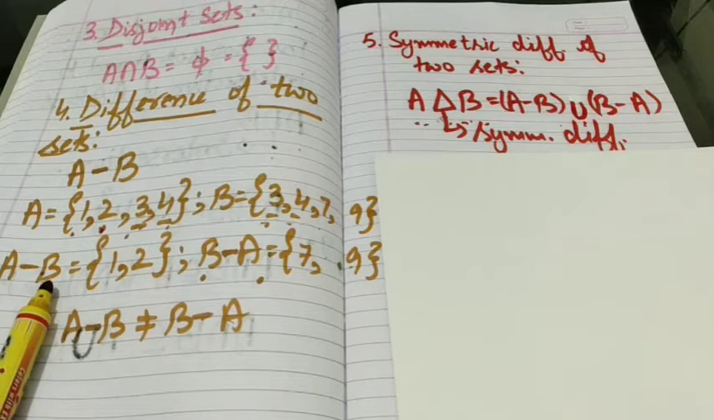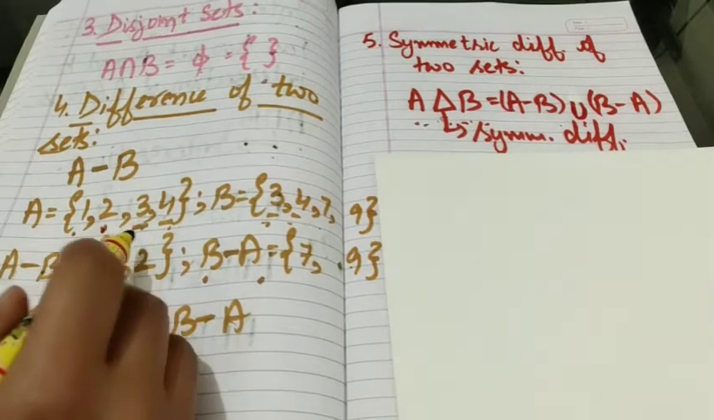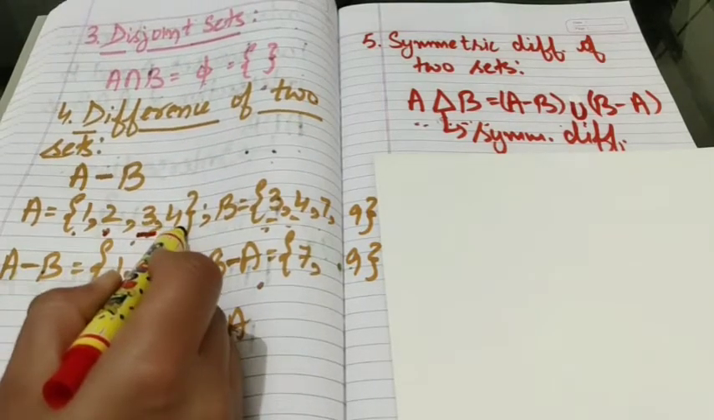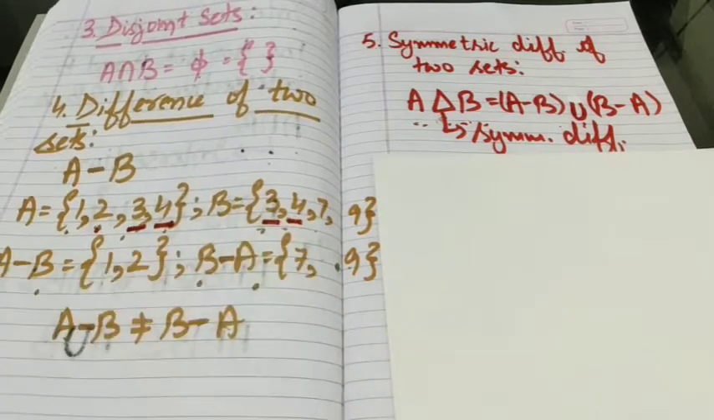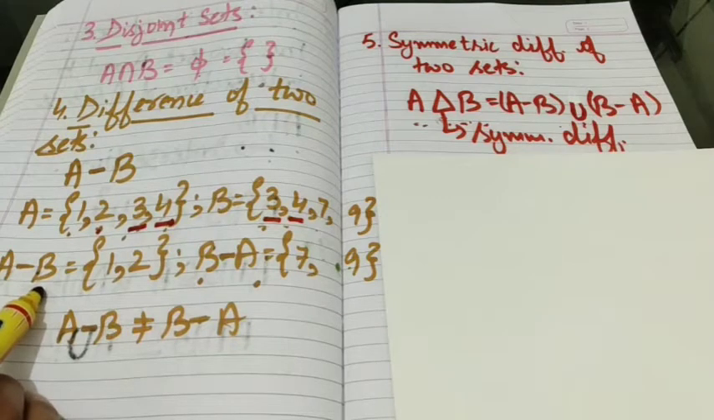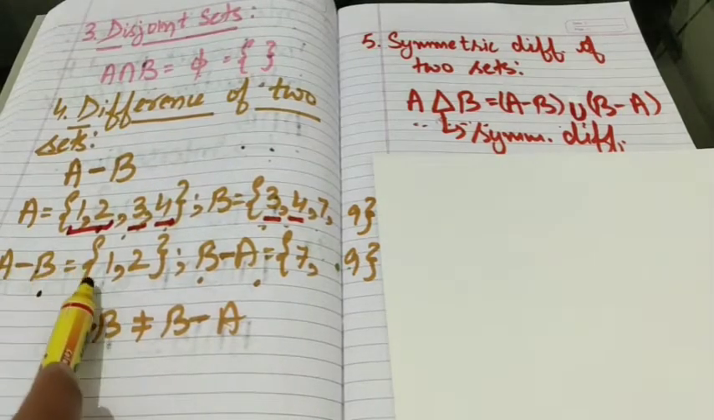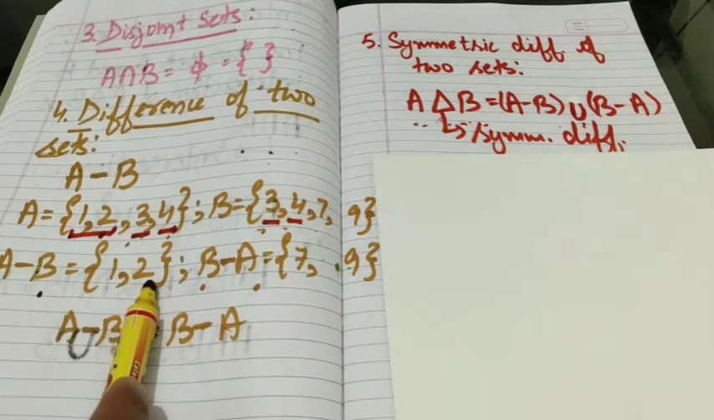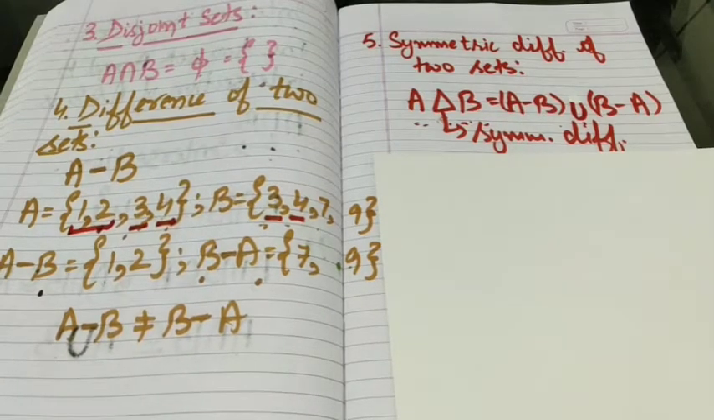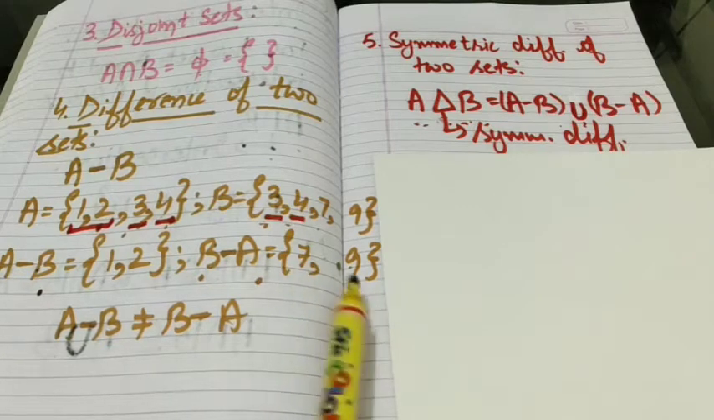And we know that difference of set A and B refers to those elements of set A which are not in B. You can see that 3 and 4 are those elements of set A which are also present in set B. So obviously the difference of A minus B will include only those elements of set A which are not in B, and they are 1 and 2. So the difference of set A and B is the set with the elements 1, 2. In the same way, the difference of sets B and A is the set with the elements 7 and 9.